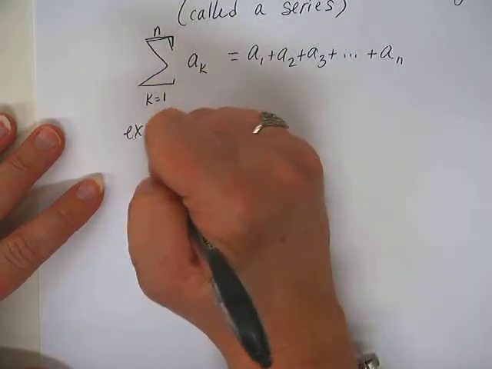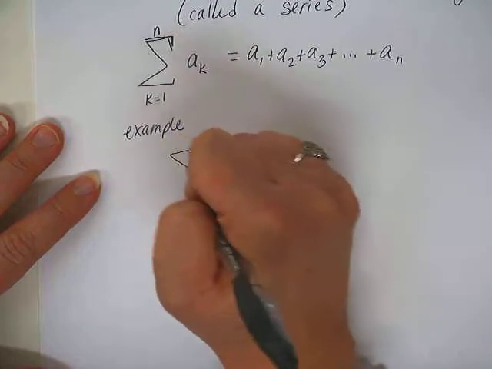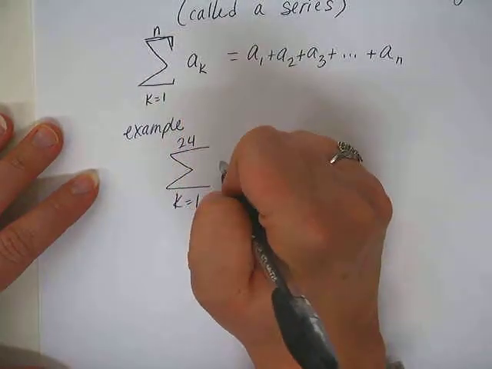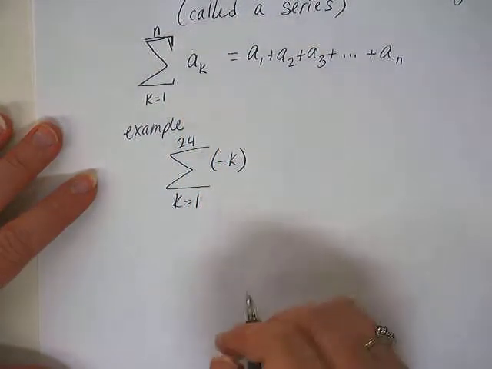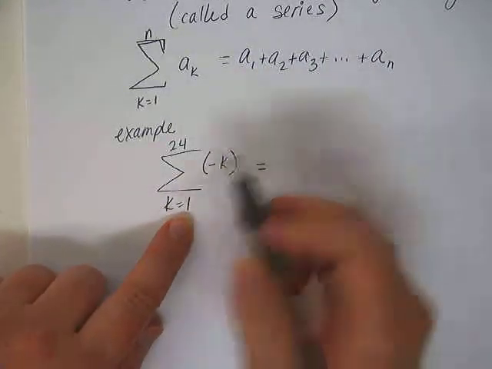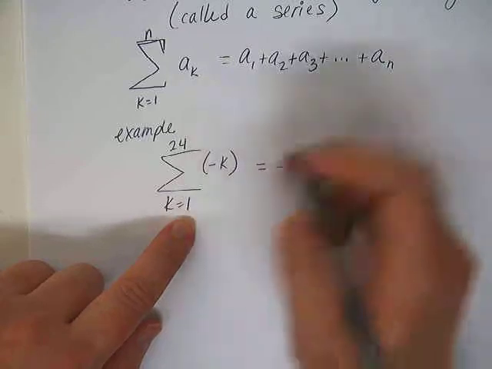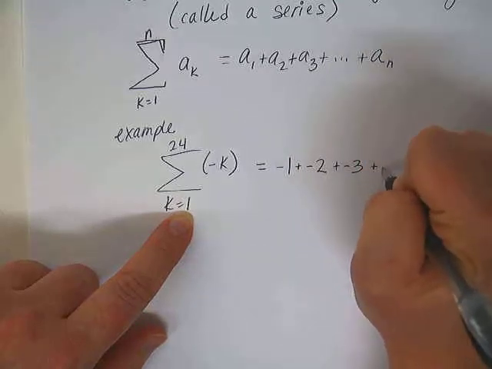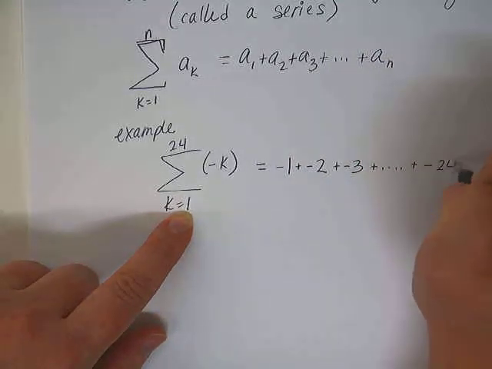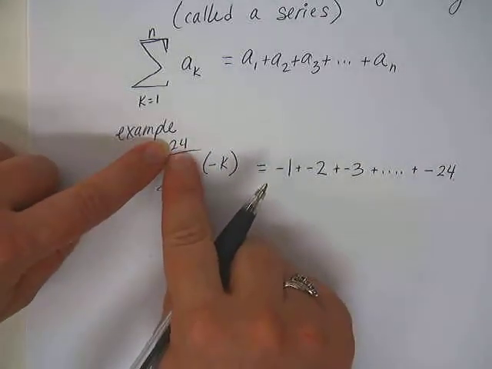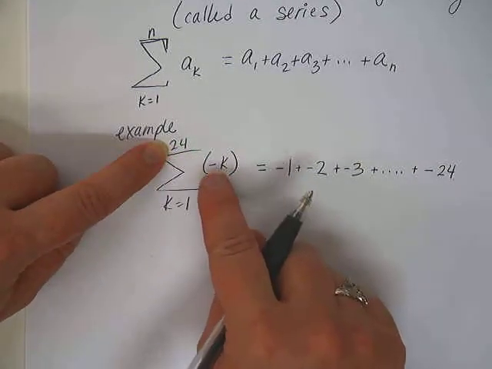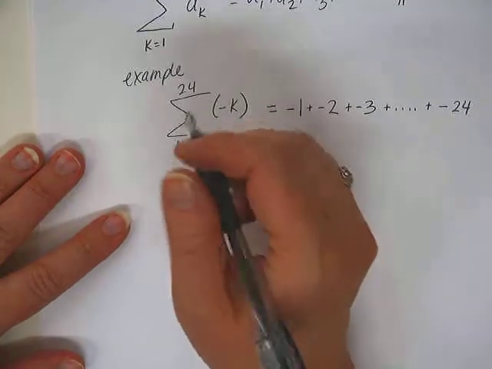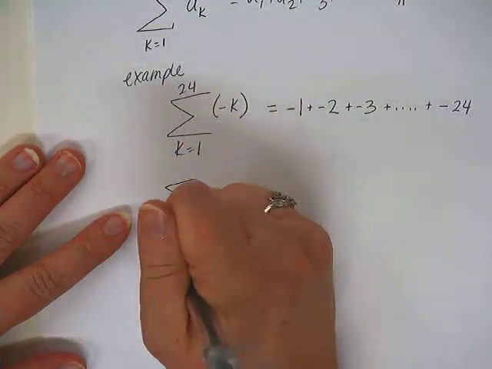Okay, let's do an example. If we have k equals 1 to 24, and our problem is negative k, that means we plug in 1, so we get a negative 1, and then we plug in the next number 2, so we get a negative 2, and we plug in 3, so we get a negative 3, and we're adding all those numbers up through negative 24, because the last number we plug in is 24, and this makes it negative, because it tells us to. So that gives us an answer. I'm just showing you what these look like.